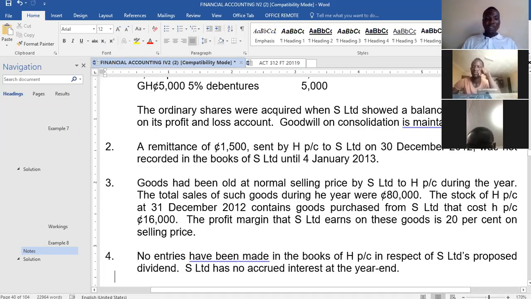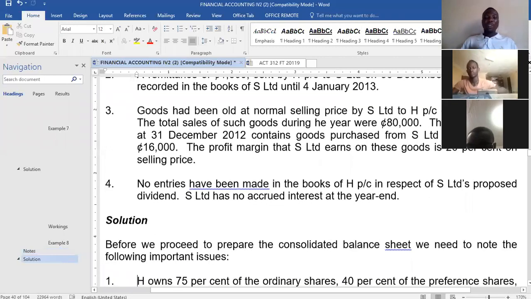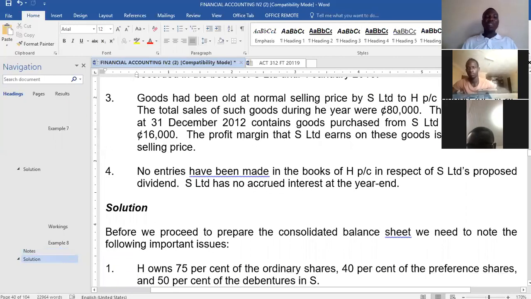They said no entries have been made in respect of S Limited's proposed dividend in H's books, and S has no accrued interest at the end of the year. So it means that at the end of the year, every interest on the debenture has been fully paid, left with only what?